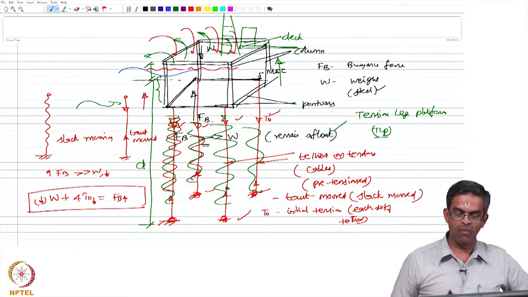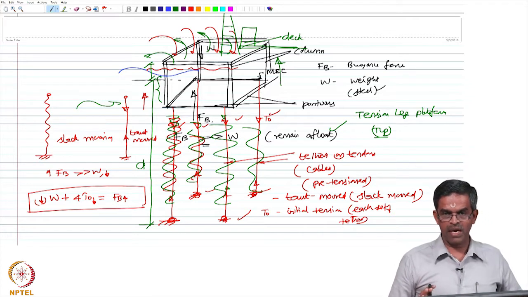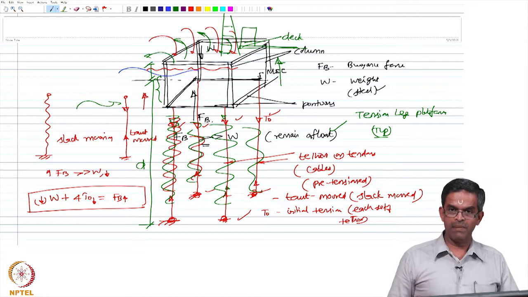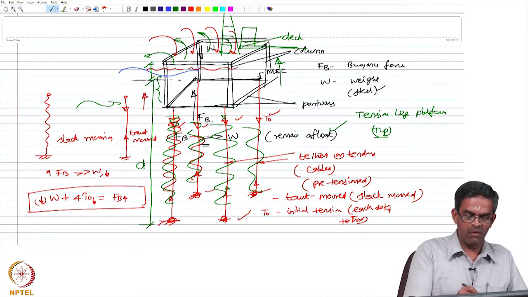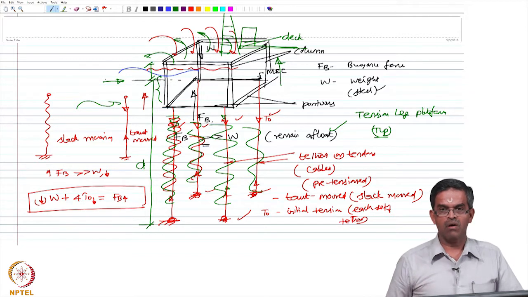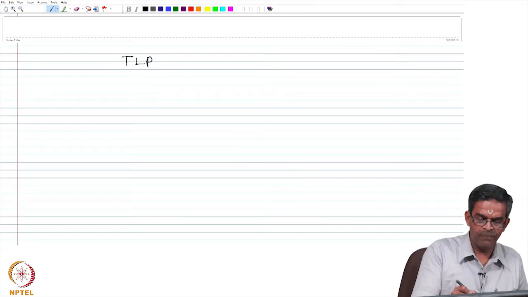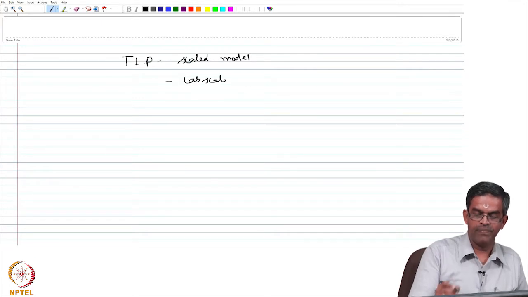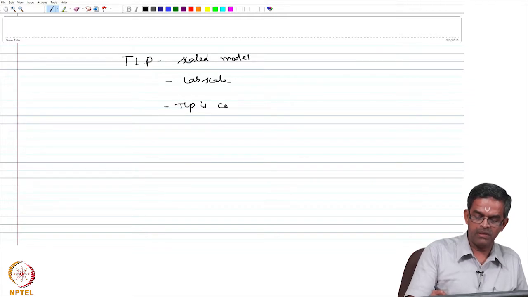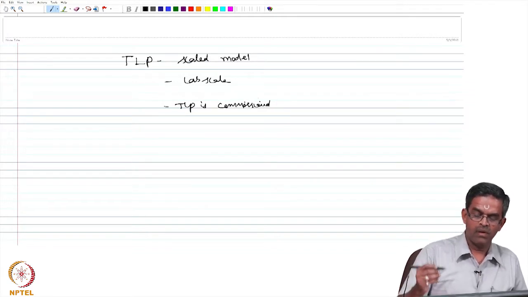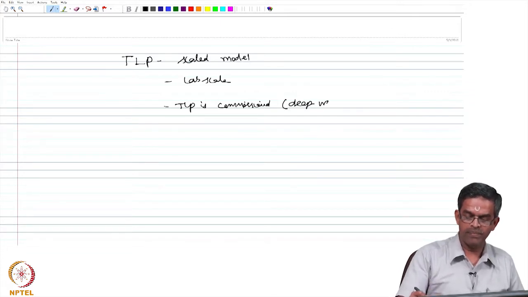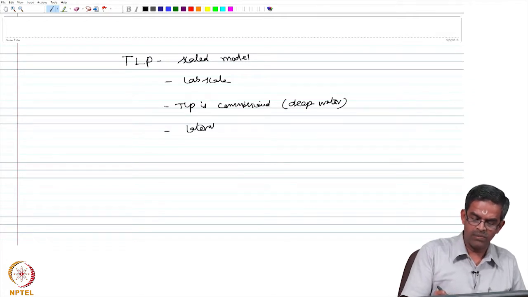So, now I have a lab scale model of a tension leg platform which has been fabricated, and we are examining the health of this platform under the given wave loads or lateral loads by causing a postulated failure. That is the whole problem now. So, we have with us a tension leg platform which is a scaled model to be examined at lab scale. The tension leg platform is commissioned at a specific water depth under deep water condition. It is subjected to lateral loads, that is wave action, and we create a postulated failure.